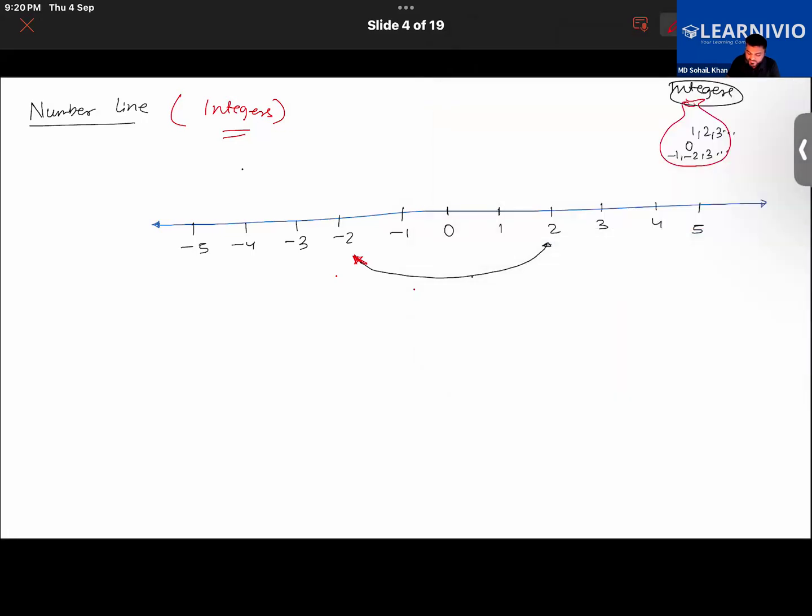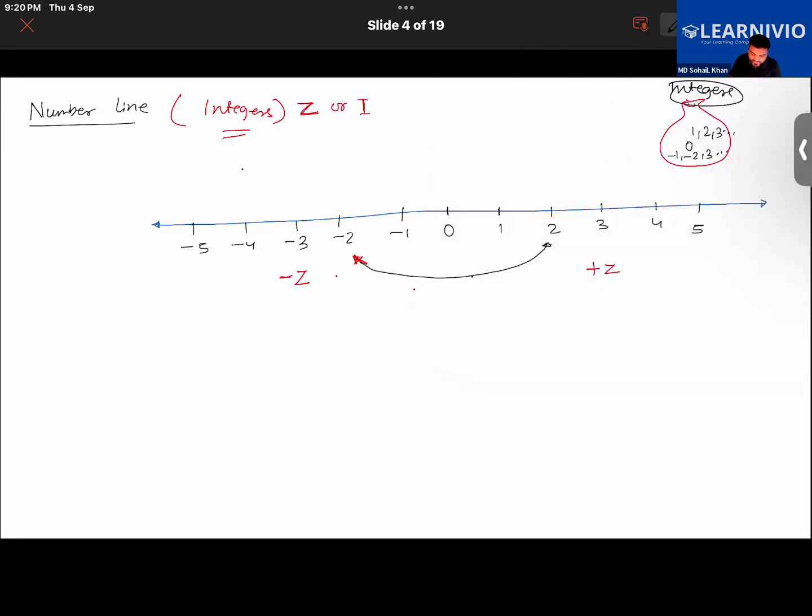Exactly. Then the positive numbers are represented by plus Z. All these positive numbers are represented by plus Z, and the negative integers are represented by minus Z. And together all of these numbers, positive, negative, and 0, are simply represented by Z, or sometimes I. Getting it, everyone? Yes, sir.